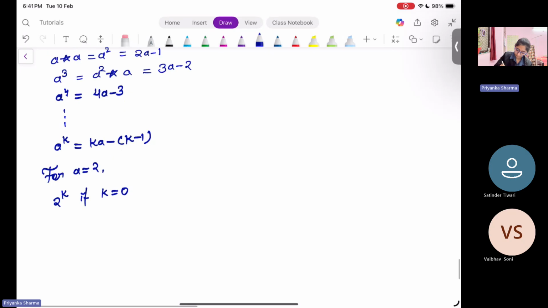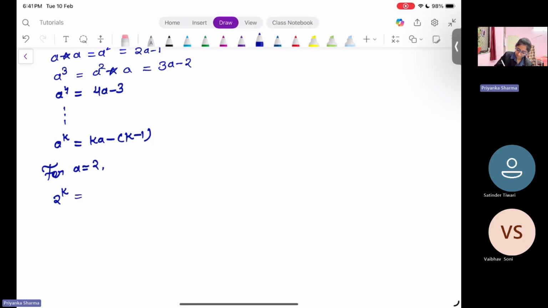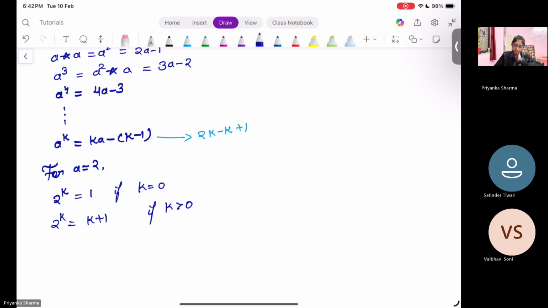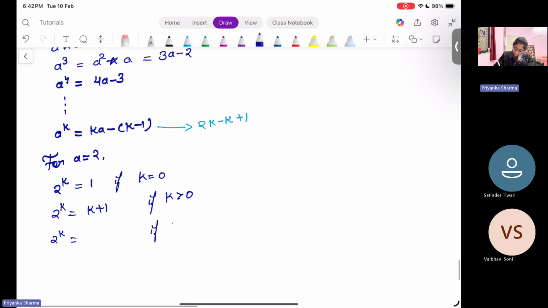If k equals 0, so 2 to the power k will be 1 if k equals 0. And what will be 2 to the power k if k is greater than 0? So if k is greater than 0, what you will get from here? This is 2k minus k plus 1. Okay, so this will be k plus 1. And what will be 2 to the power k if k is less than 0? So again, if k is less than 0, no problem. You will have k plus 1 again. Okay, but just here k is positive and here k is negative.